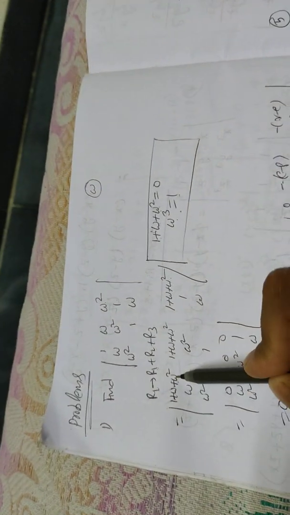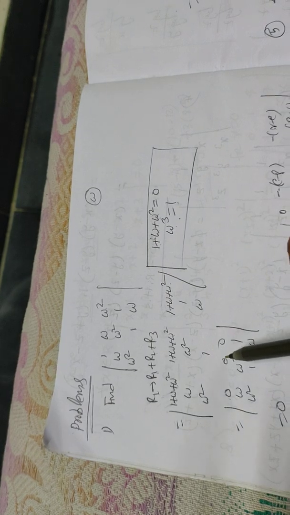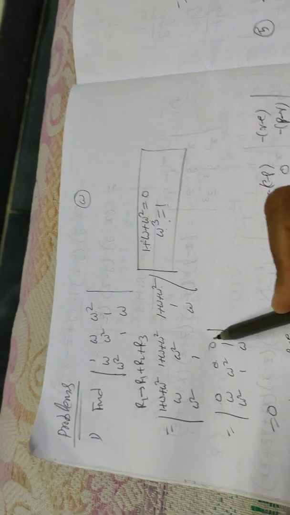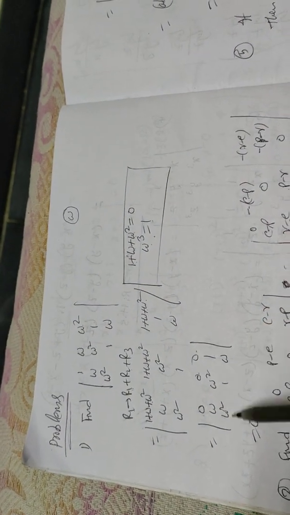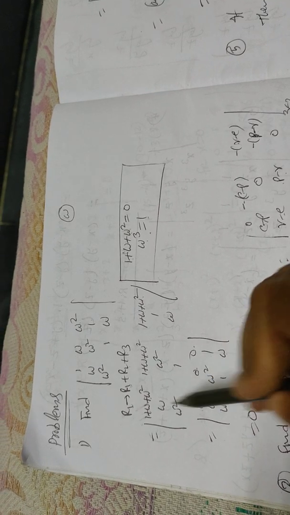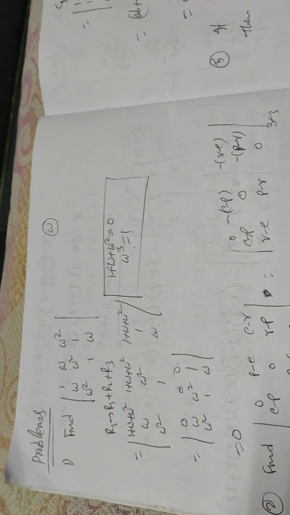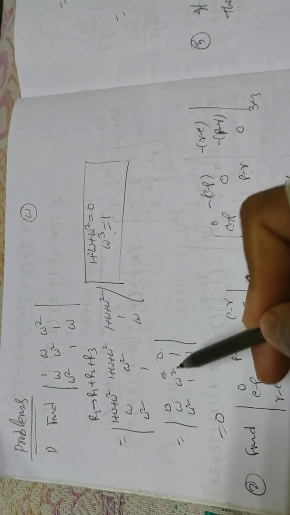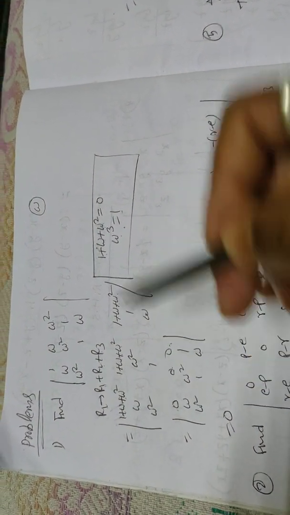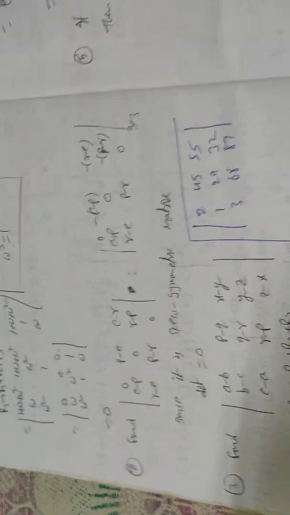See here, 1 plus omega square, 0. 1 plus omega square, 0. 1 plus omega square, 0. And write second row and third row as they are. So if all entries are zeros in any row or column, the determinant is equal to 0. If we expand this one, 0 into anything is 0, 0 into anything is 0, 0 into anything is 0. So totally you get 0. So that's why that value is also 0.